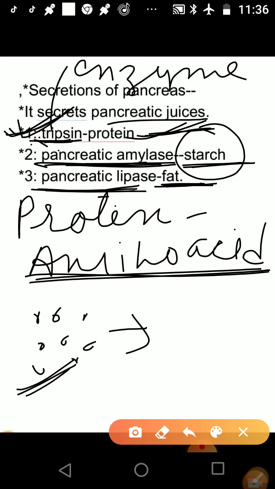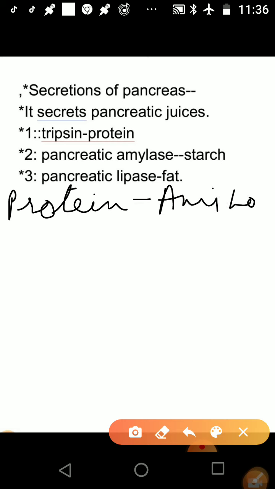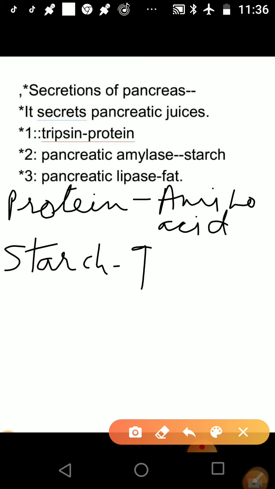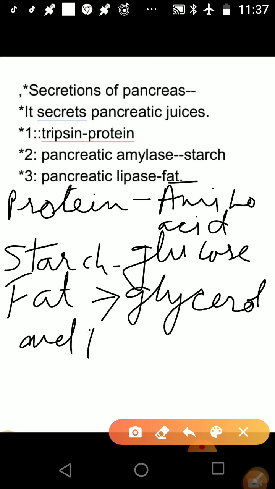Okay, so that is the function of the pancreas. Now I would like to write here the end products: protein is converted into amino acid, and this starch will be converted into glucose. Okay, and this fat is converted into glycerol and fatty acid.